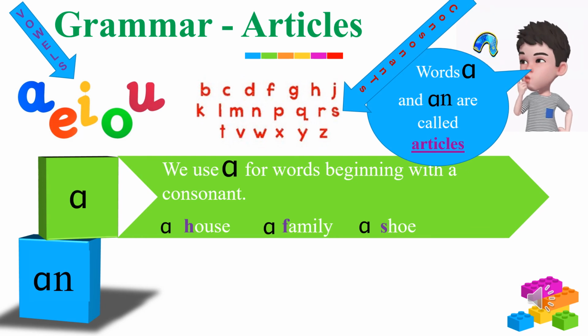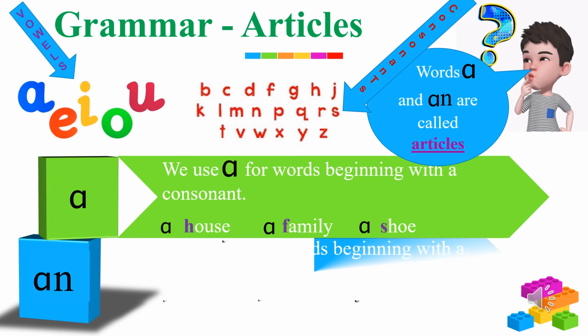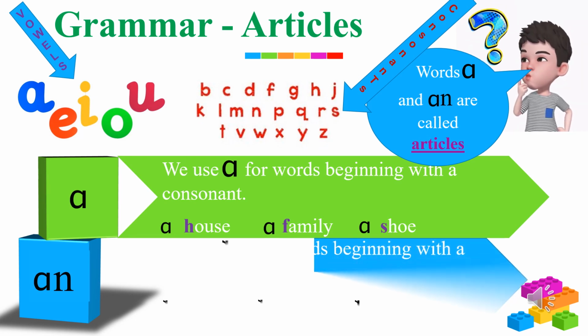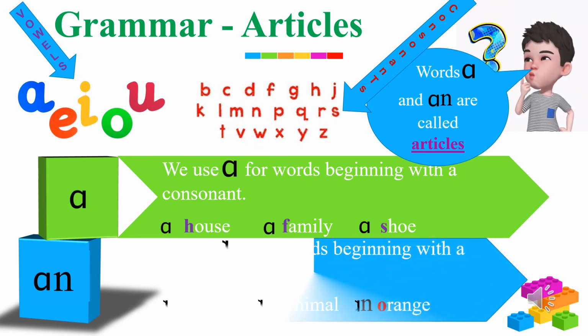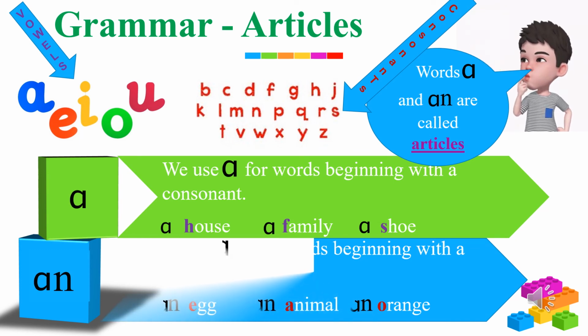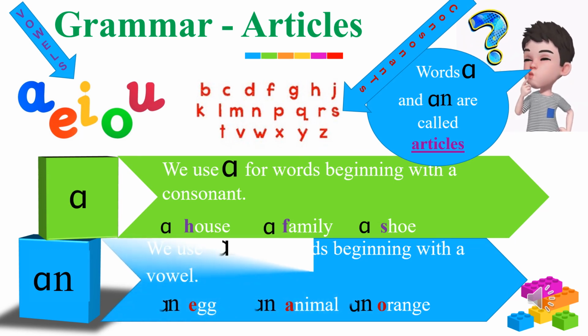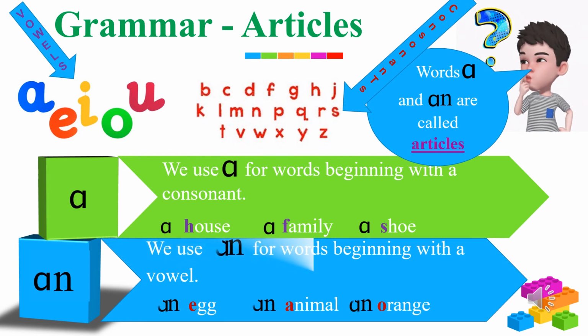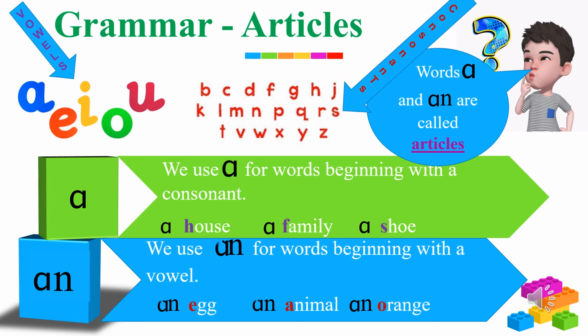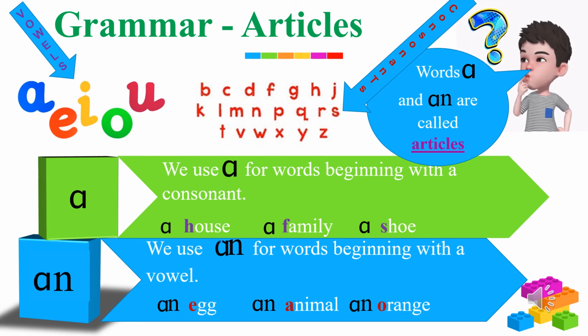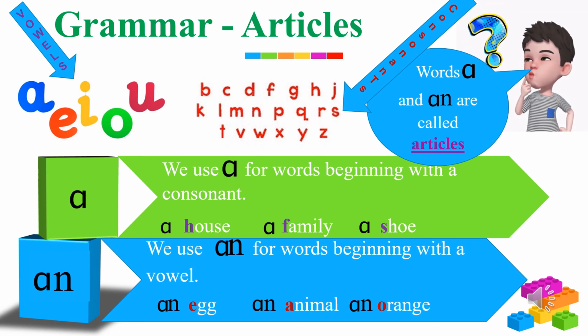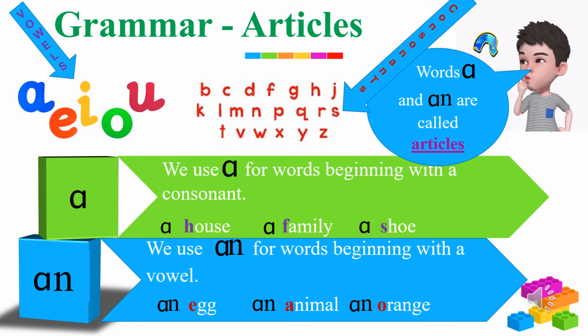Next one, we use an for words beginning with a vowel letter. There are 3 words below: egg, animal, orange. The first letter in each word I have highlighted in red: E, A, O. They are vowels. So we use an for words beginning with vowels: an egg, an animal, an orange.